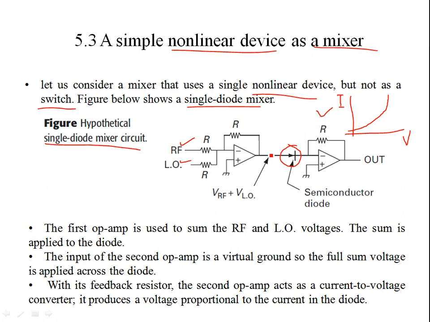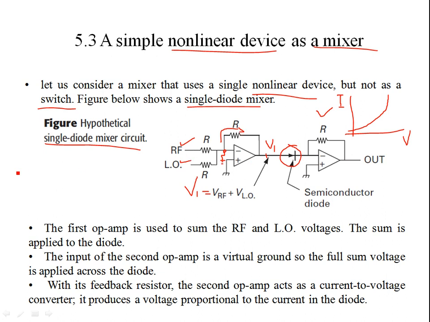So what the first op-amp does over here, let's call this V1. This V1 is equal to VRF plus VLO because it's a summing op-amp. Since the op-amp has an infinite input impedance, and this point is also a virtual ground, the op-amp is not drawing any current into its non-inverting or inverting inputs. So all the current is being passed through the feedback resistor R.